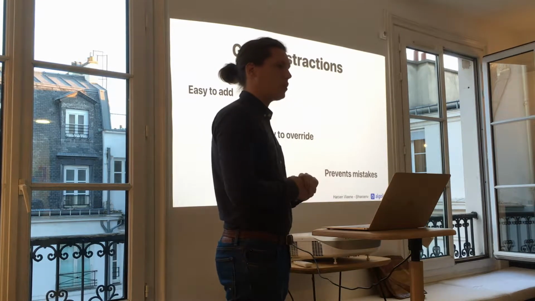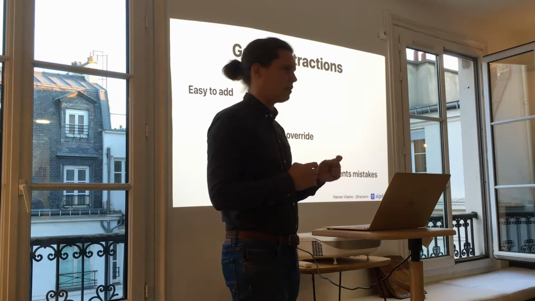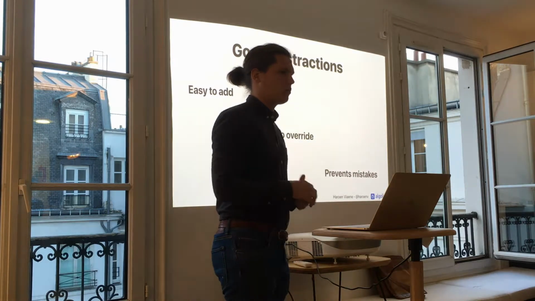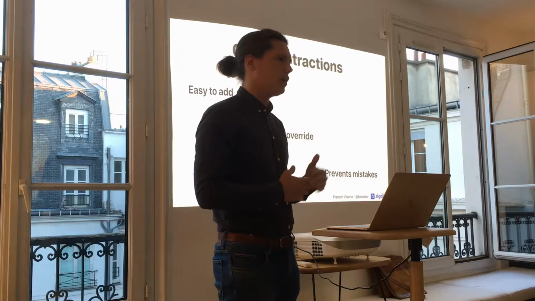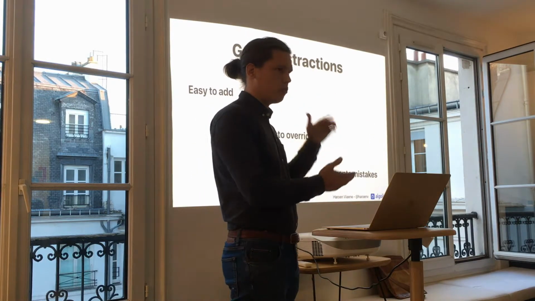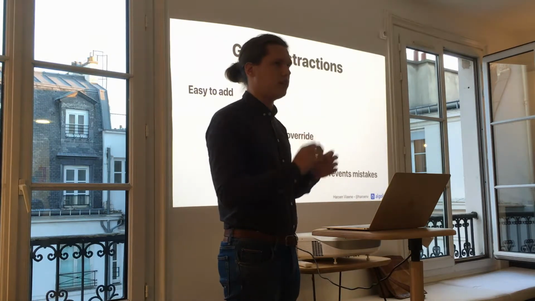And a good abstraction should also prevent mistakes. It shouldn't allow somebody to make something that isn't good. A good example of a good abstraction that we just saw before is the types in Elm, where you will look for the exhaustivity of the cases.